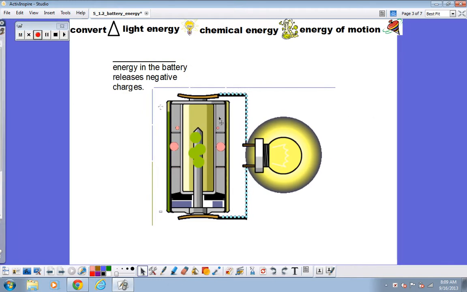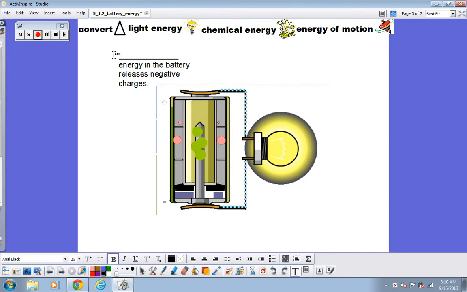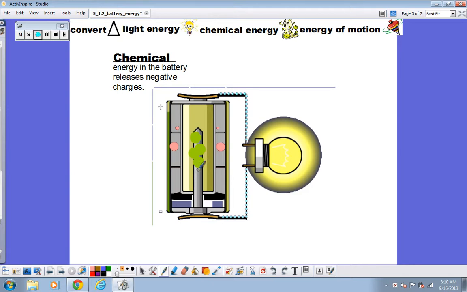Okay, so inside the battery, we just said that there are chemicals. This is really important because chemical energy in the battery releases the negative charges. So thinking about what we know about atoms and thinking about energy in the chemicals, what happens is that these chemicals have so much energy that it makes the negative charges pop off. They pop off of the atoms and they start going out of the battery.